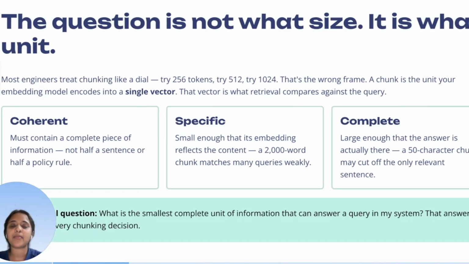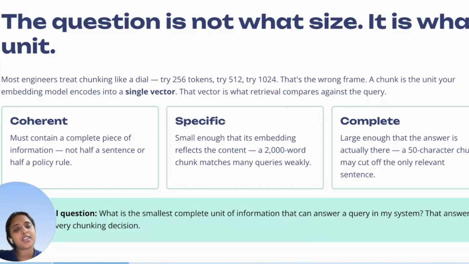A chunk is the unit your embedding model encodes into a single vector. So this is the vector that will be retrieved and compared against the query. So it's important for us to have chunks that are coherent. Each chunk should contain a complete piece of information. It should not have half sentences or half information.